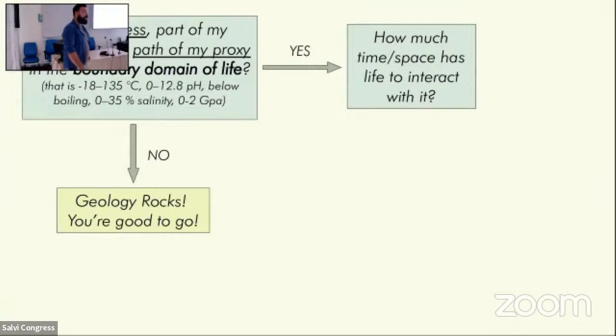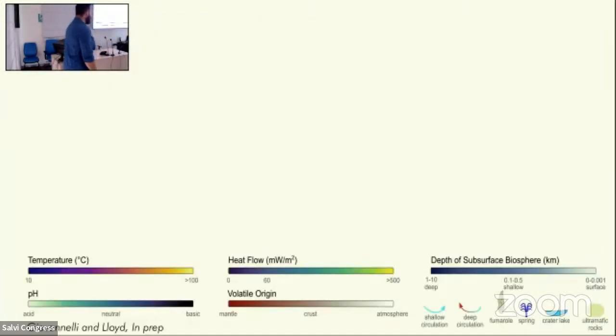For example, in very thick porous crust, where fluids are coming up very, very slow. So one thing, as I was telling you, one very important parameter is heat flow. So let's consider this for a second. We have temperature, pH, heat flow. Forget the volatile origin, that's more for people working in other systems. And then the depth of your subsurface biosphere on the right. That goes from centimeters at the surface to very deep, kilometers.